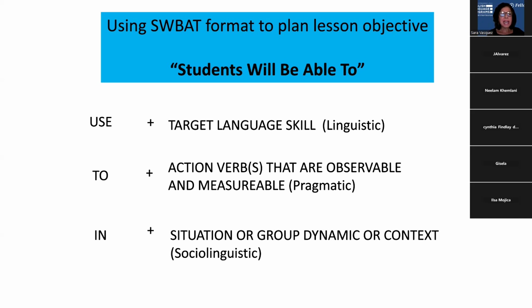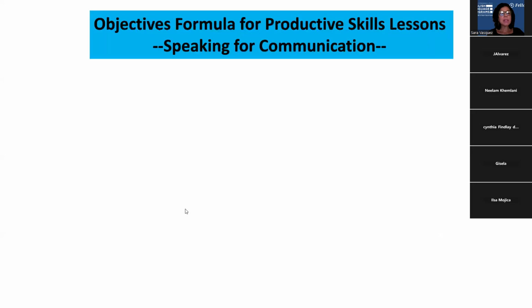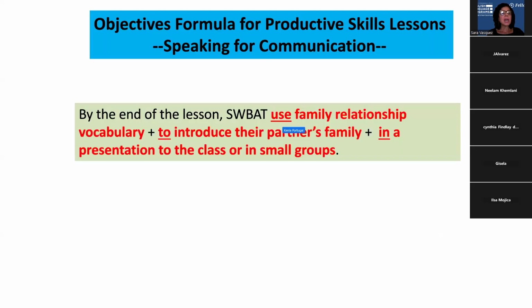And then finally, the last part of our format is in what situation or in what group dynamic or what context are they going to be using this linguistic skill or this practical functional skill. So there are three components to the SWOBAT formula or the SWOBAT format, and we're going to see some examples of that so that it makes it more clear for you. So let's take a look at an example of how we use the use, to, and in. Remember those three basic components.